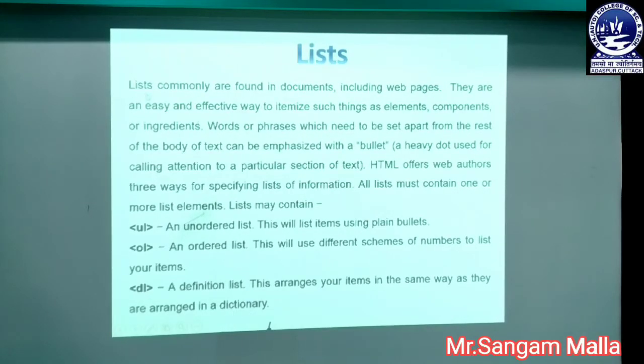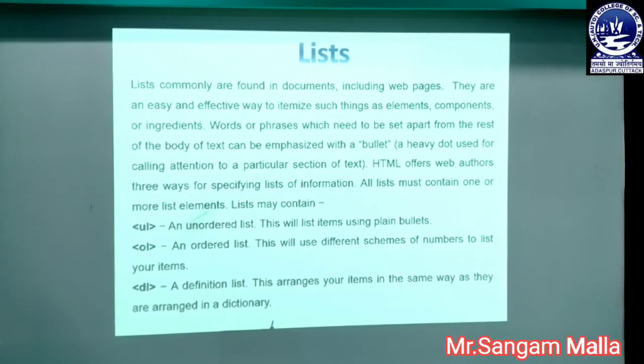So what do we mean by list? We have already discussed that it is normally found in documents, including web pages. It is found in web pages, in words, in documents, in elements, and as ingredients. Any list is followed by a bullet. So what do we mean by a bullet? You must have seen some points which are written with an asterisk mark, a dot, a circle or a square. These are called bullets.